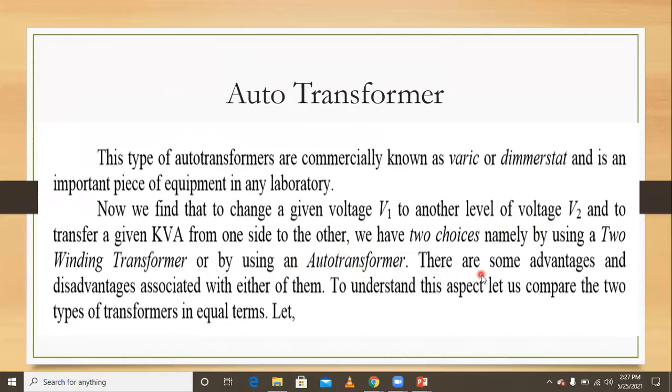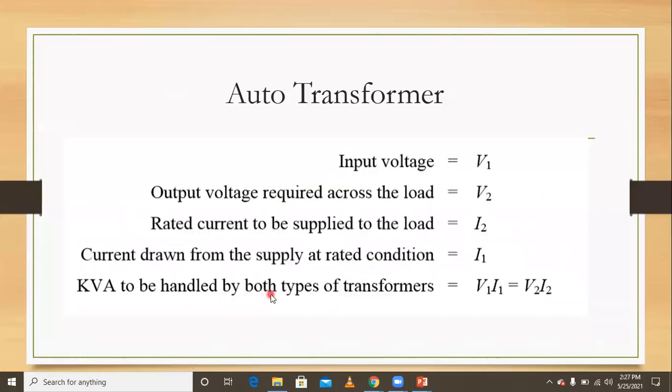There are some advantages and disadvantages associated with either, so let us discuss. What are the advantages and disadvantages of the auto transformer? To understand this aspect, let us compare the two types of transformers: the two winding transformer and the auto transformer.